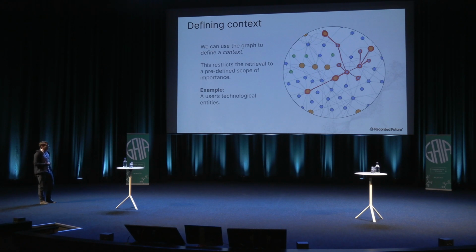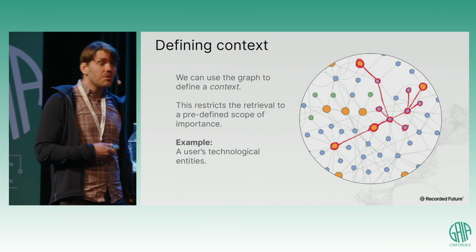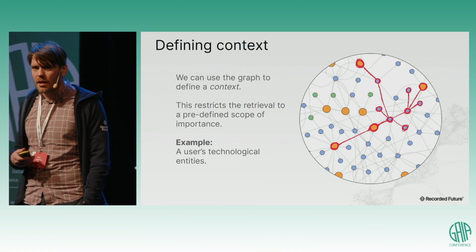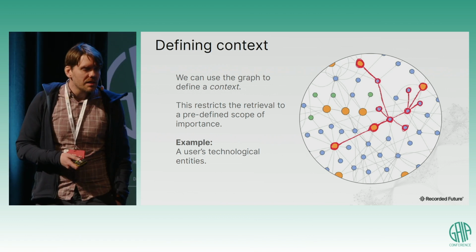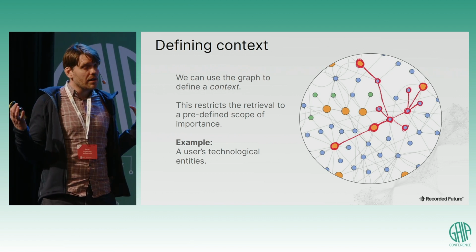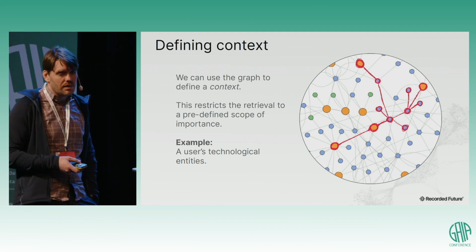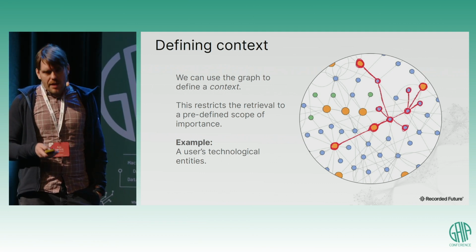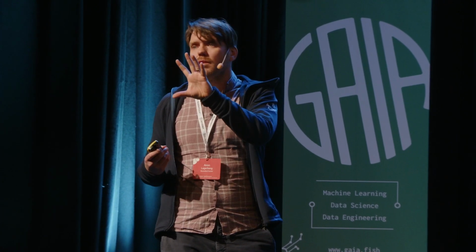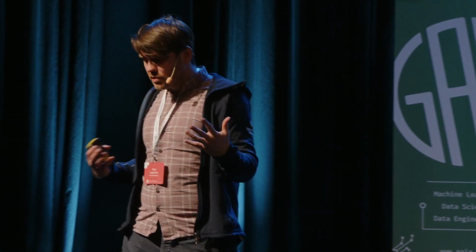Another thing that we have spent quite some time doing is to use our graph to define the user's meaningful context that we can use in this retrieval system. Basically, we have a bunch of defined concepts for our users, and the users can also set these themselves. What these really are is nodes in our intelligence graph. With these concepts, we can restrict the space from which we are retrieving to certain contexts within this graph. For example, a user's technological entities, like what their tech stack basically is.